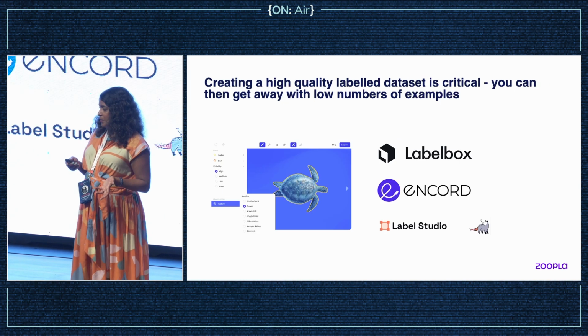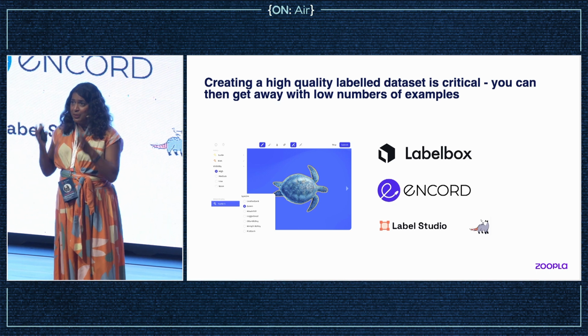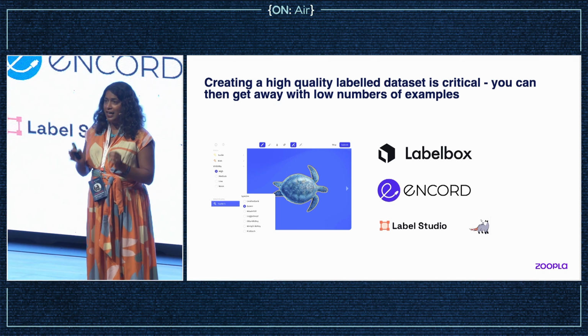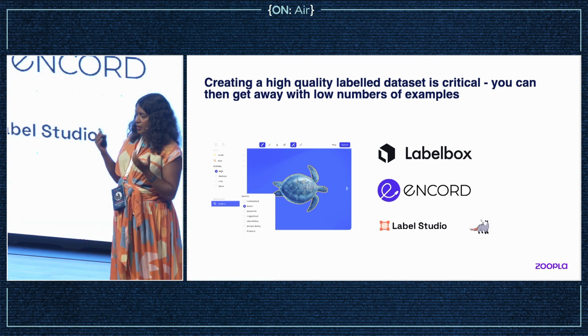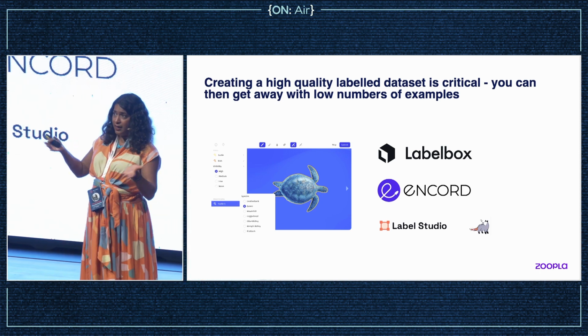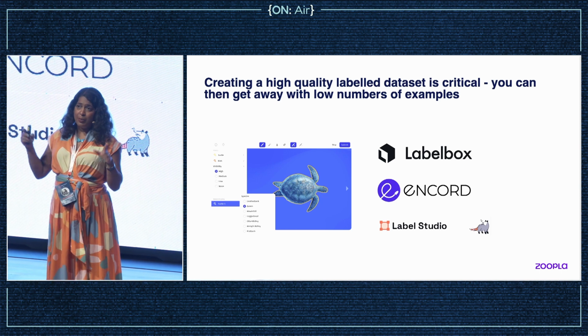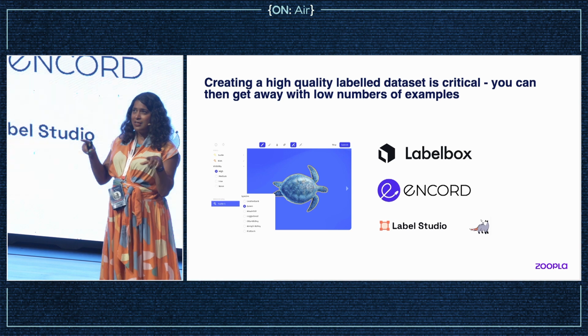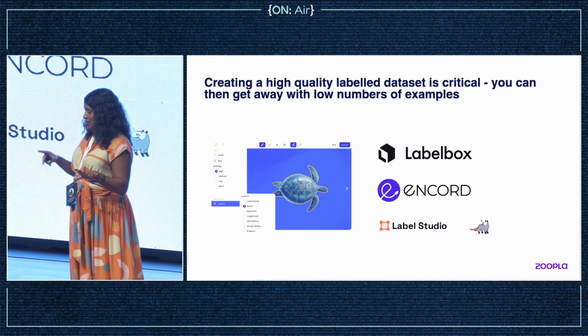But the thing to keep in mind is that your labeled data set is going to be critical to how good your model is going to be. So you can buy tools like Labelbox. Actually, with Labelbox you can do about 10,000 images of labeling for free. So that's great if you want to just try out a POC.